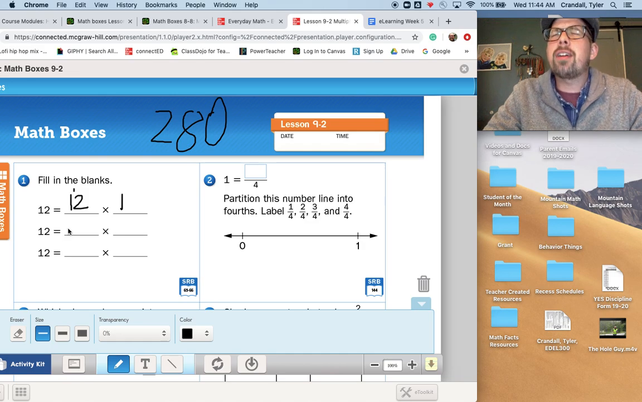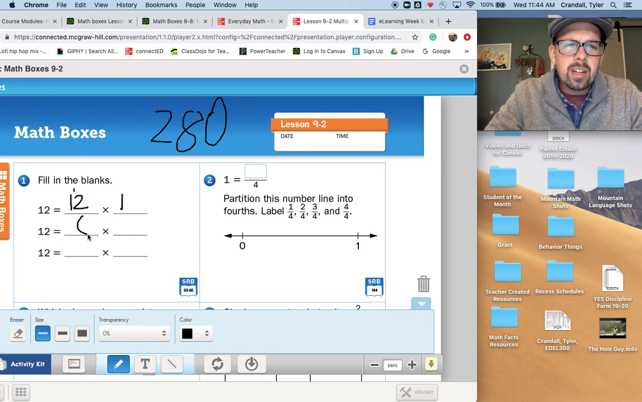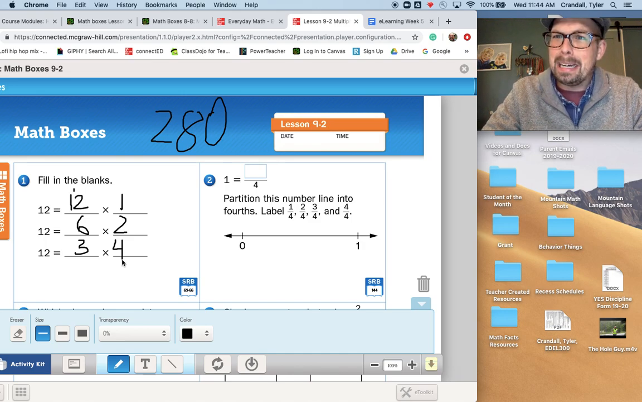Let me think of another factor pair. How about if I can use doubling? So 6 times 2 would equal 12. And then one more. One of my favorite multiplication facts. 3 times 4 equals 12. And that's the fact, Jack.